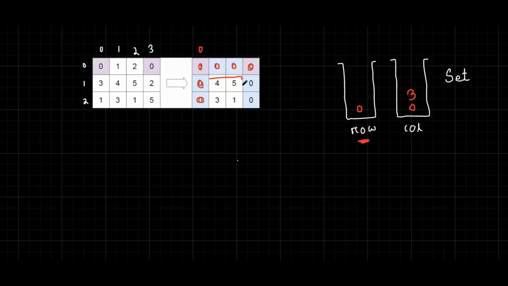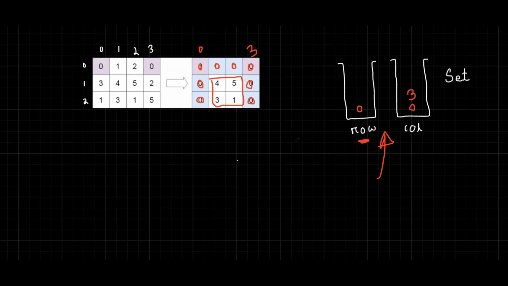Now, for these elements 4, 5, 3, and 1, their row or column number is not present here. So, we have to leave them as they are. Now, for this one, its column number is 3, which is present here in the column set. So, we have to set it 0. And for this as well, the column number is present, so we have to set it 0. So now, our 2-dimensional grid becomes 0, 0, 0, 0, 0, 4, 5, 0, 0, 3, 1, 0. And this is how we will solve this problem by using the set data structure.